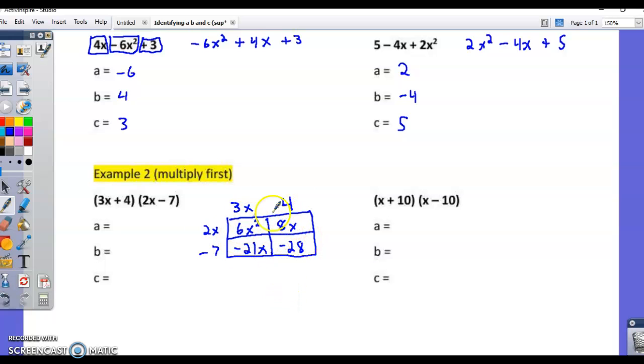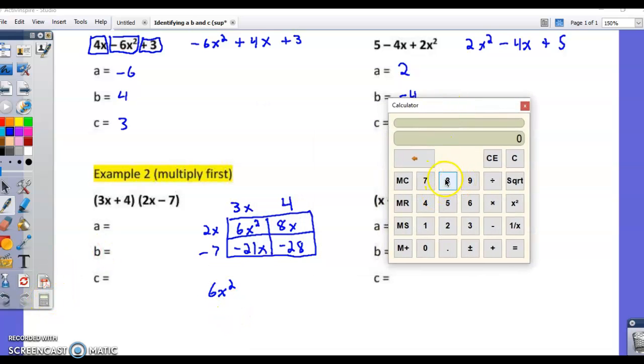And now I'm going to go ahead and add these together and combine the like terms that we have. So when I list this, I have 6x squared. Then I have 8 plus a -21. If you're not sure, of course, use your calculator. On your calculators, it makes more sense. I'm just going to do 8 minus 21, because that's the same thing, and that gives us -13. So -13x, and I have my -28. And once I have this, now I can list my a, b, and c. My a is 6, my b is -13, and my c is -28.